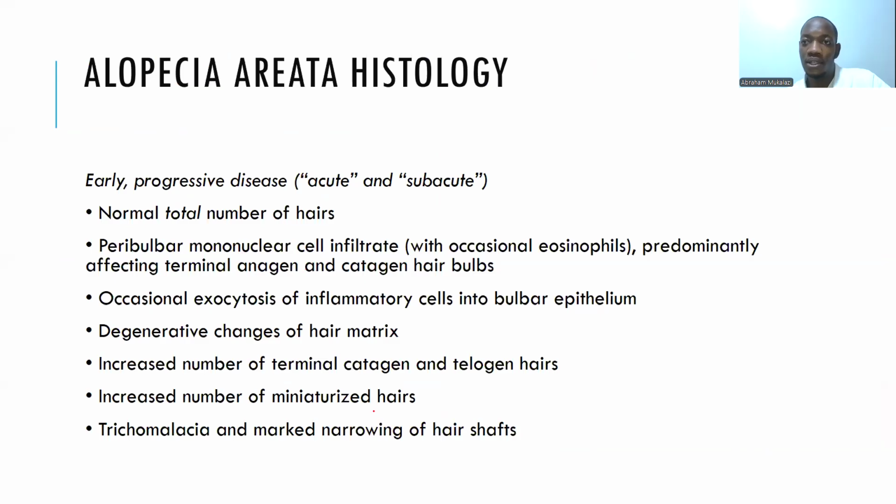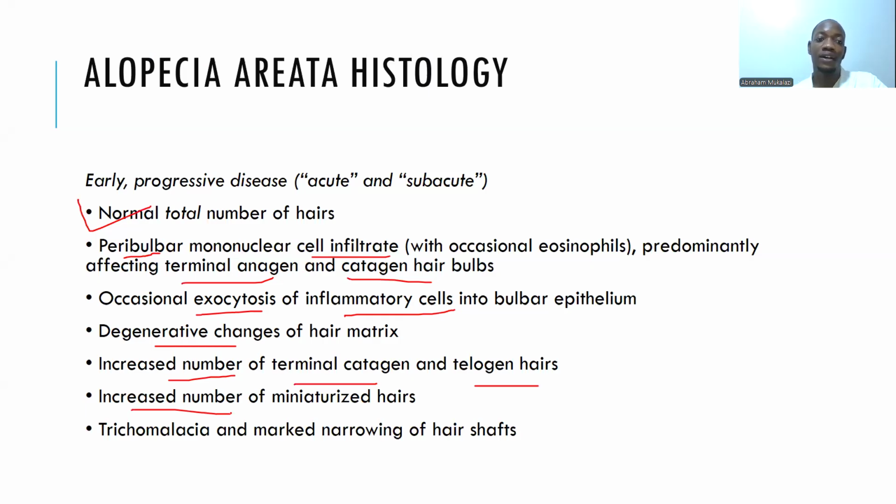So when you talk about histology, we divide it into two. Is it an acute phase or is it chronic? Acute and subacute go together. In that case, if it is an acute process, you will see a normal total number of hairs, and you may get some peribulbar mononuclear cell infiltrate, predominantly around the terminal anagen hairs, as well as the catagen hair bulbs. Then occasionally we see exocytosis of inflammatory cells, especially lymphocytes, and we say that in this case we have the CD8 cells. We can also get an increased number of terminal catagen hairs as well as telogen hairs, and an increased number of thinned hairs or miniaturized hairs.